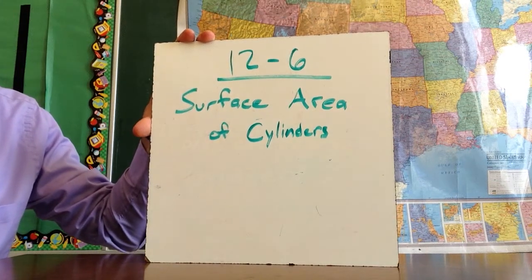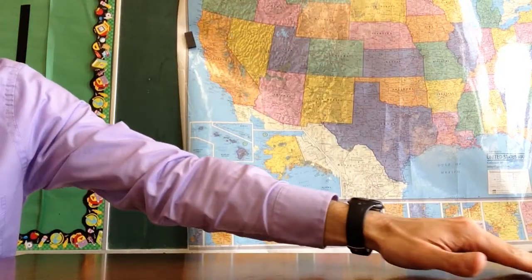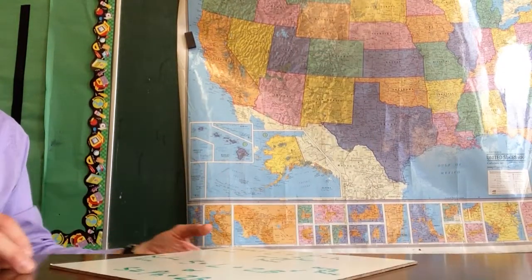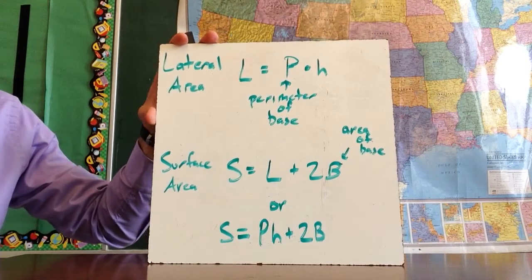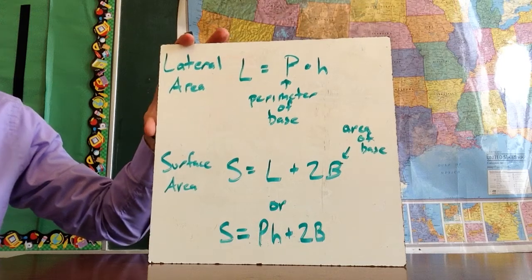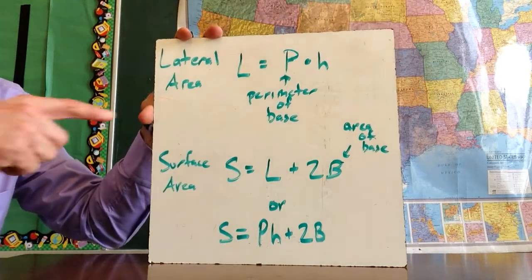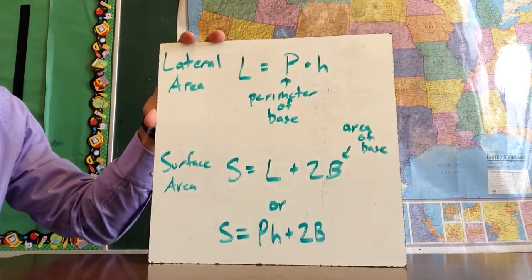Today's video will discuss chapter 12.6, surface area of cylinders. So I'm going to first start with the formulas we looked at in the last video, which are the lateral area and surface area of a prism. I want you to think of a cylinder as a circular prism, and so this is the formula for the lateral area of a prism.